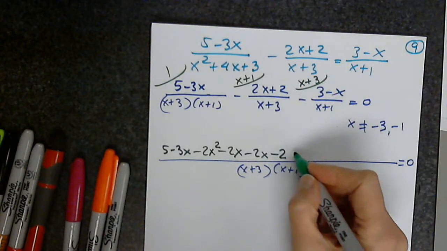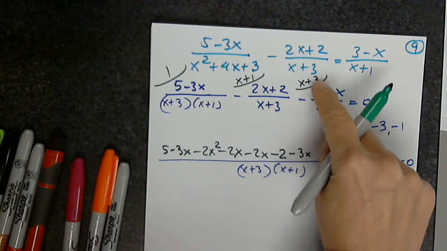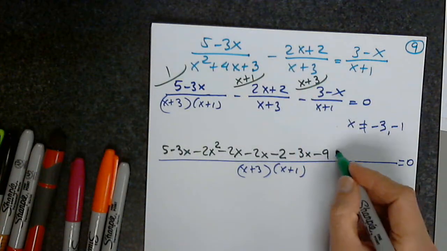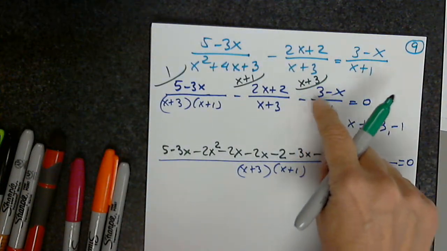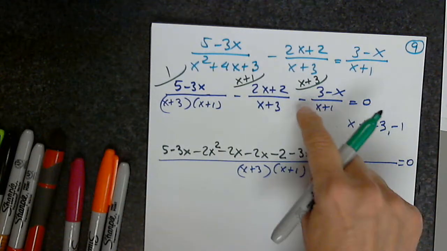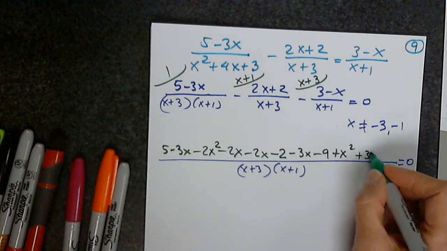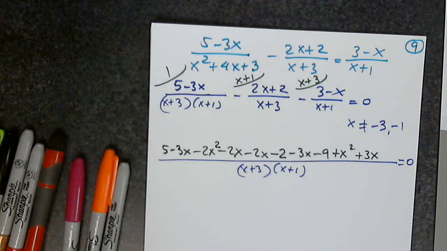Minus 3 times x. Minus 3 times 3. Positive x times 3. And positive x times 3. Positive x times x. And positive x times 3. Now in descending order.